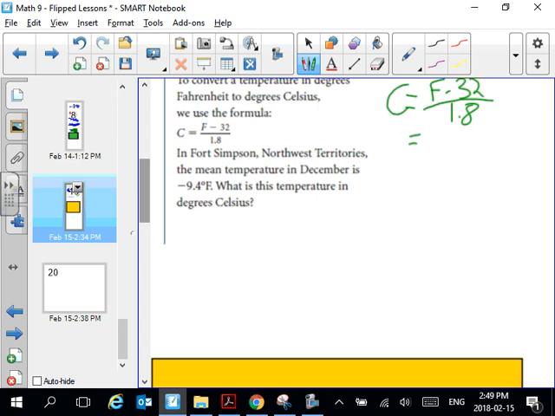So all we do in the case of a formula is we're going to exchange one of the variables for a number. So right here, that F represents Fahrenheit. Well, I know what my value is in Fahrenheit, so I'm just going to punch that number into the formula. So instead of F minus 32, I have negative 9.4 minus 32, and all of that is over top of 8. Okay. So I have to solve.